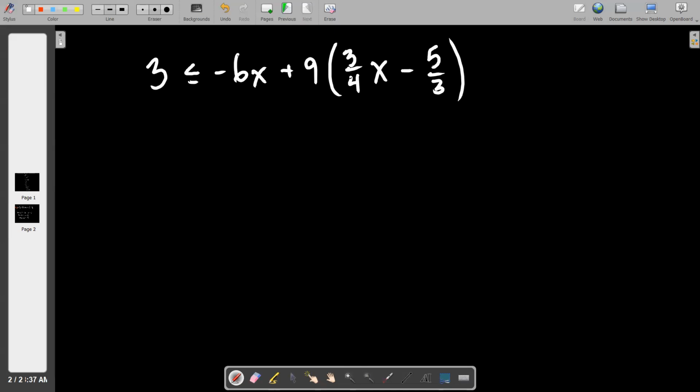So I'm gonna be copying some stuff down. I'm going to copy down the 3. The inequality sign, the negative 6x, and here we go. It's game time. What is 9 times 3/4? We don't like it, but we accept it. It's 27 over 4. Beautiful. Nothing to like about that.